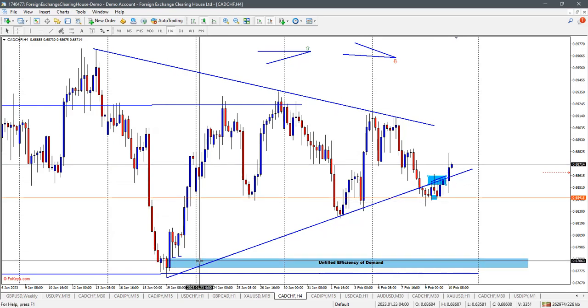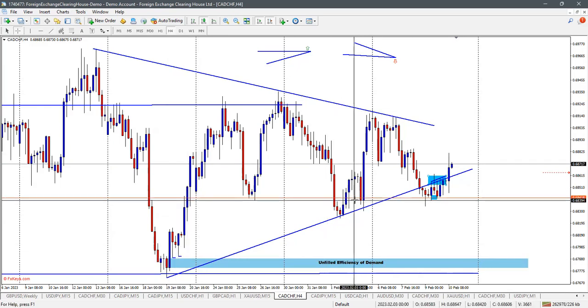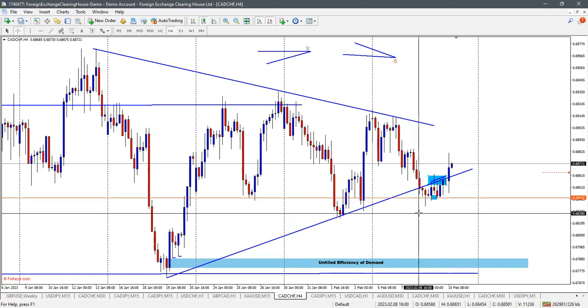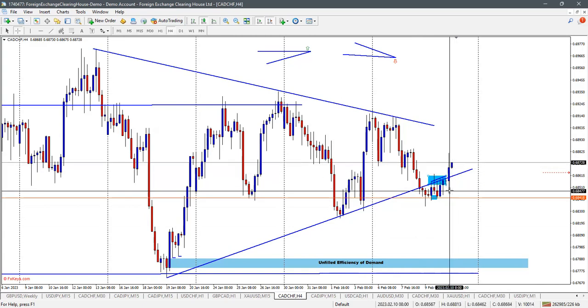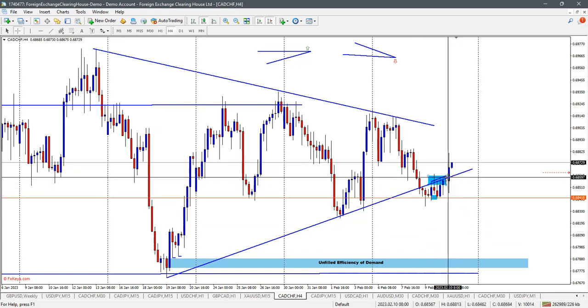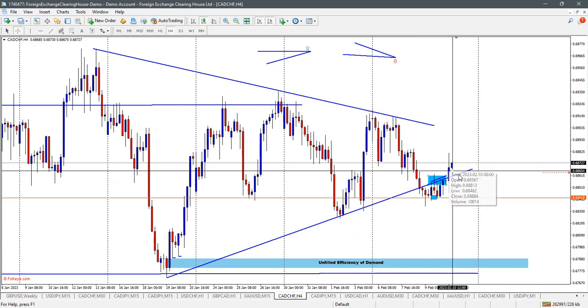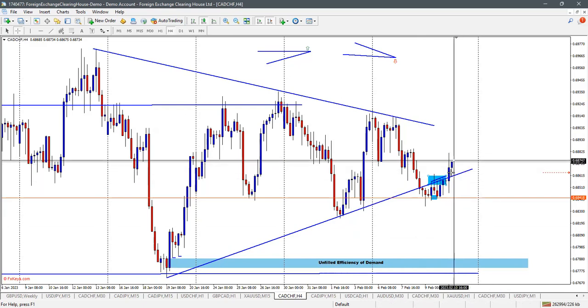And they may not be wrong, because the price does need to come and fill this unfulfilled efficiency of demand down here. However, in order for there to be that sort of movement, there needs to be enough manipulation of traders first. And if you see this candle from the H4, it might not make too much sense. It just seems like the price is going long.